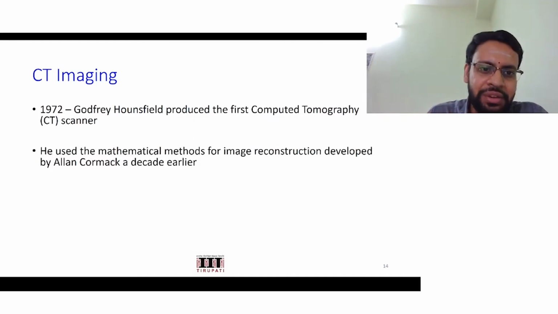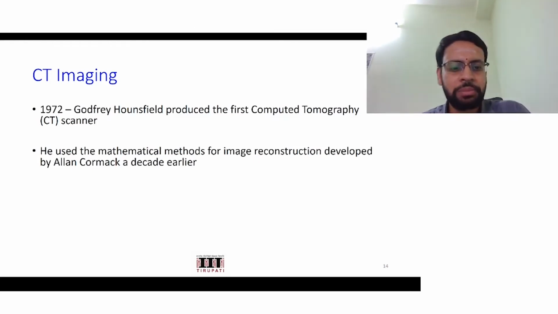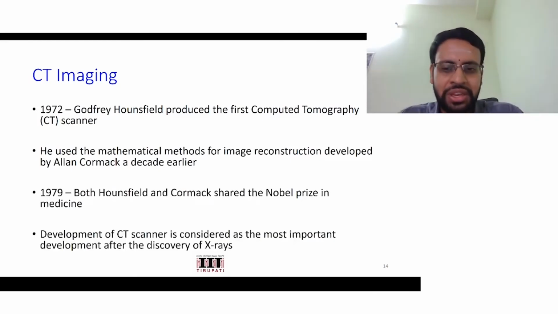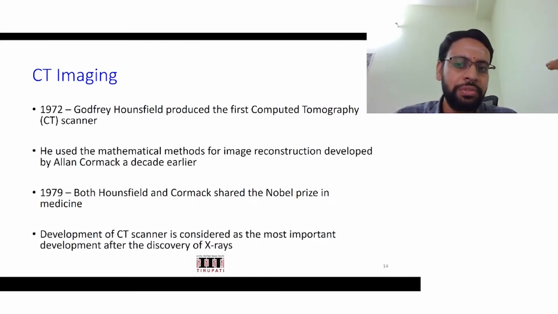The mathematical framework required for the image reconstruction of this X-ray based 3D imaging was developed by Alan Cormack a decade earlier, sometime in the 1960s. This is again very unusual: within 7 years of the development of the first computed tomography scanner, both Hounsfield and Cormack shared a Nobel Prize, and this time it was in medicine. The earlier one was the first Nobel Prize in physics, Röntgen's, and this is the Nobel Prize in medicine. As I mentioned, the development of the CT scanner is considered the most important development in the medical domain after the discovery of X-rays.